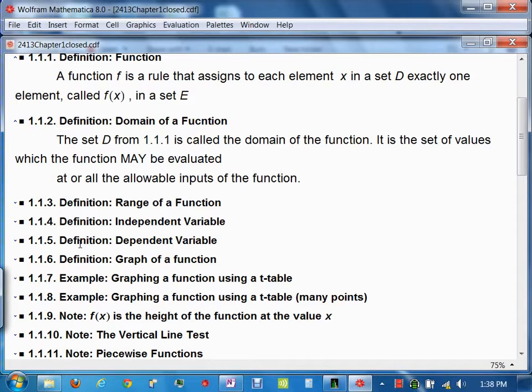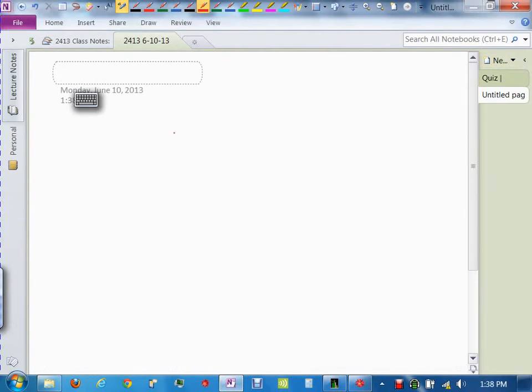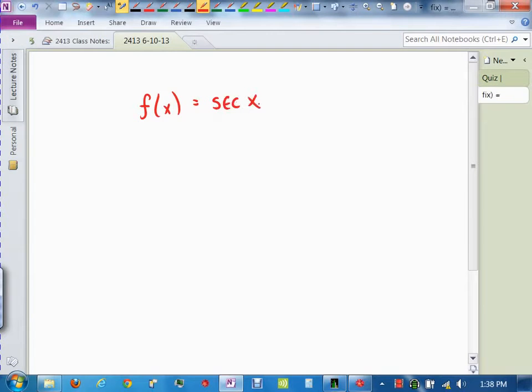Let's see who remembers some pre-cal. What would be something you cannot plug into the function f of x equals secant x? So if I take f of x equals secant x, someone give me a value, a number that is not in its domain. Anybody remember what secant x is? 1 over cosine. So this is 1 over cosine x.